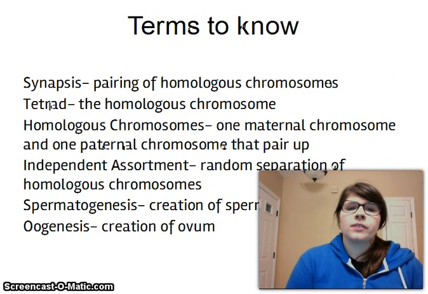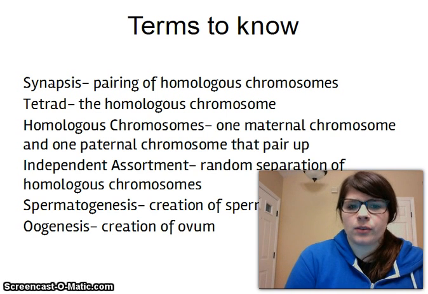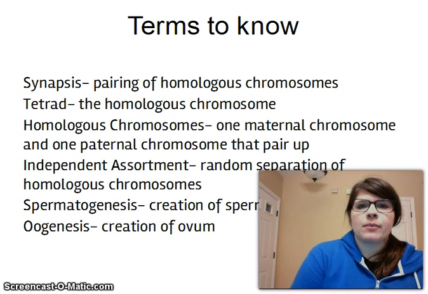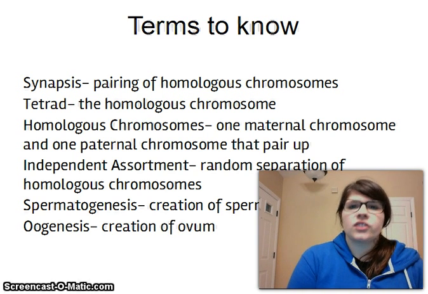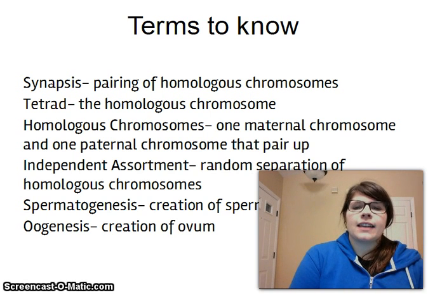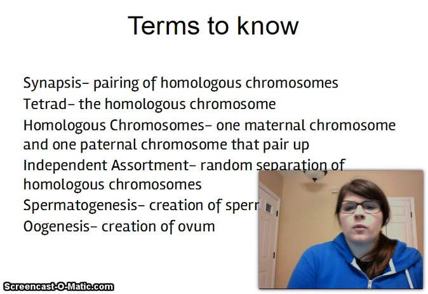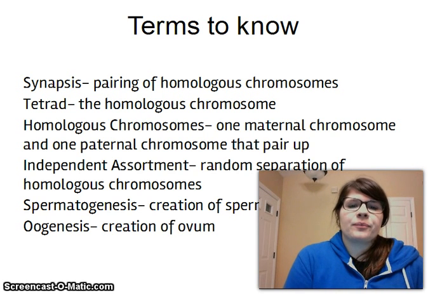A couple more terms. We have synapsis, which is a pairing of homologous chromosomes. You're going to have this happen throughout meiosis. And we refer to tetrads. Those are just your homologous chromosomes, so I don't want you to get confused. And what is our homologous chromosomes? That's 1 chromosome from your mom, 1 chromosome from your dad, and we generally see those pair up.